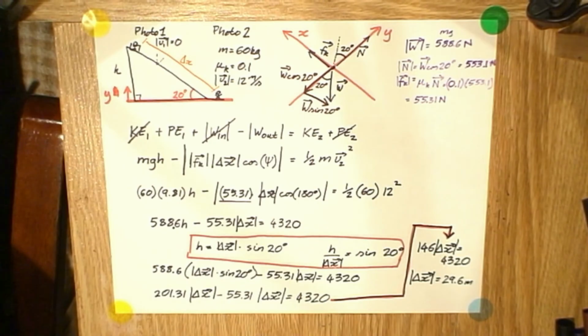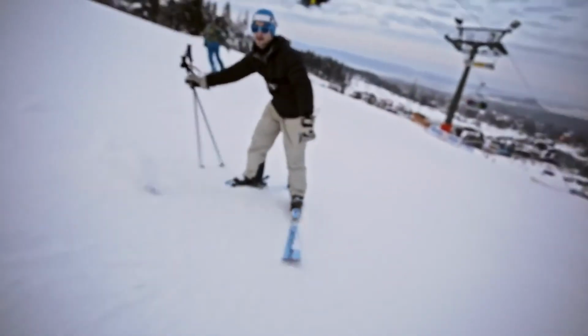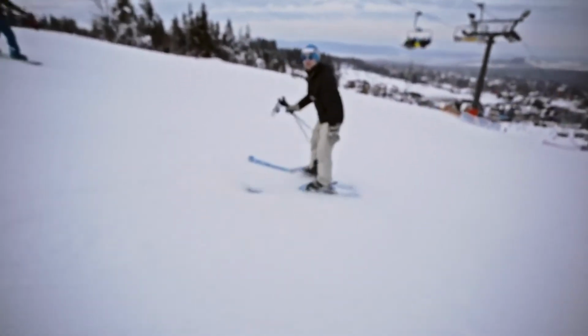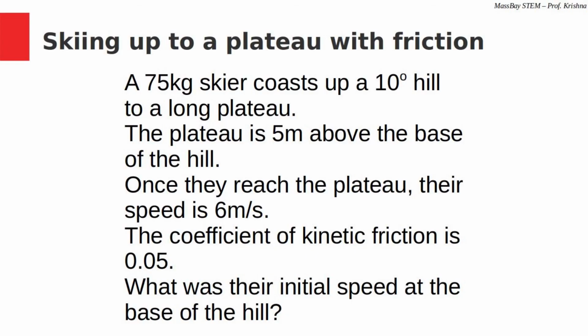29.6 meters. Now let's see the reverse, a skier coasting uphill. A 75 kilogram skier coasts up a 10-degree hill to a long plateau. The plateau is 5 meters above the base of the hill. Once they reach the plateau, their speed is 6 meters per second. The coefficient of kinetic friction is 0.05. What was their initial speed at the base of the hill?